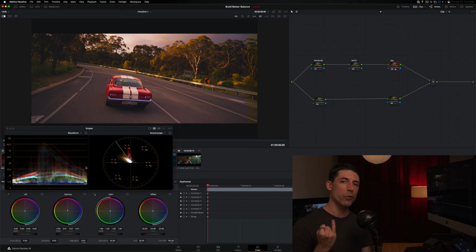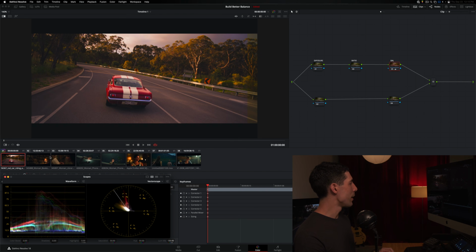Start with offset for sure. Max out that offset. Push it as far as you can before you even think about using anything else. And then I'm going to give you an exercise that I'll challenge you with for the next time you are grading something. Pick one of these other tools, just one. You really don't need more than one in my experience. For me, it's typically gain.